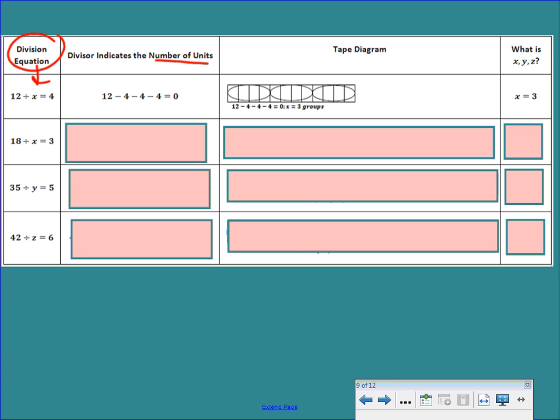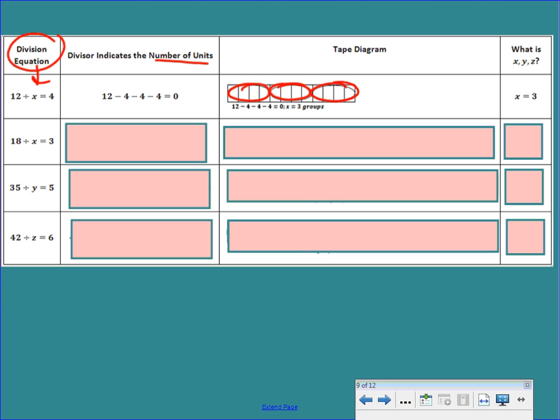So the example, 12 divided by x equals 4. Well, let's take away groups of 4. How many times do I have to take away 4 to get my answer? So I took away 4, I took away 4, I took away 4. How many times did I take away 4?